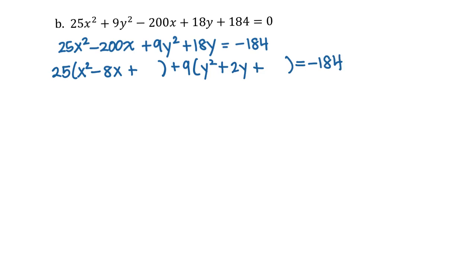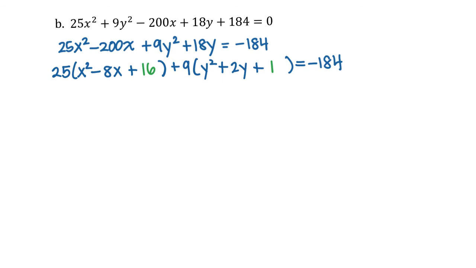Okay, now I can complete the square because this leads with an x squared term. So half of -8 is -4. -4 squared is 16. So to complete the square, I'm going to add 16 here. To complete the square on y squared plus 2y, half of 2y is 1. 1 squared is 1. So to complete the square, I add 1.